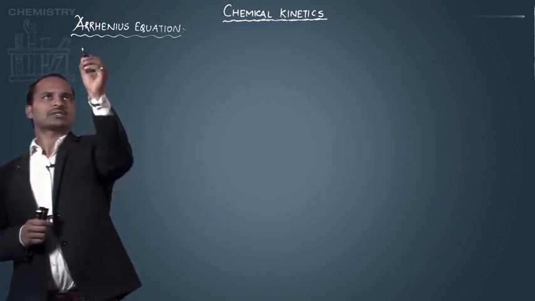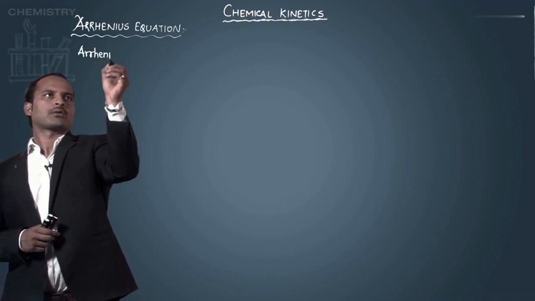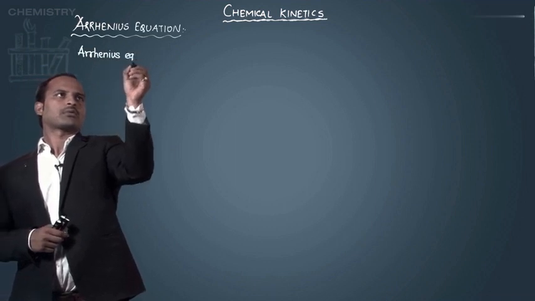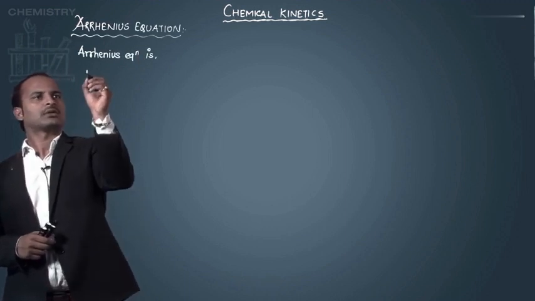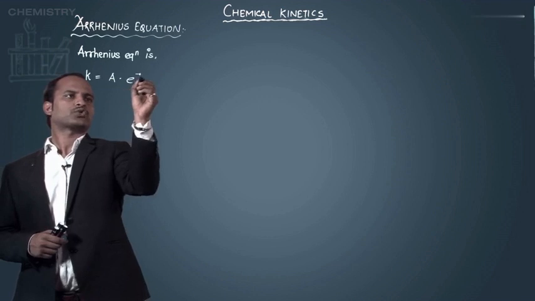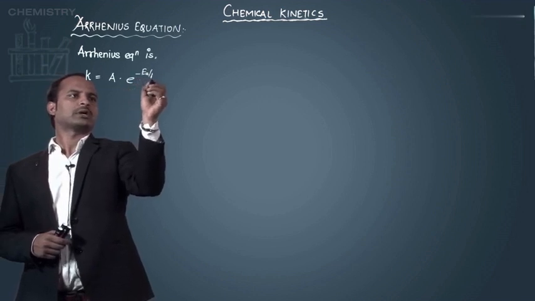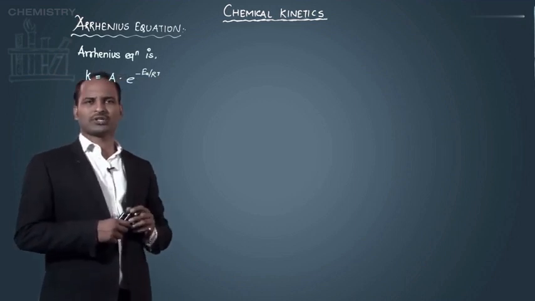So the equation is: the Arrhenius equation is k is equal to A into e raised to minus Ea upon RT. This is the Arrhenius equation given in the exponential form.